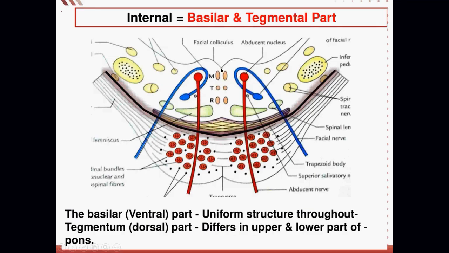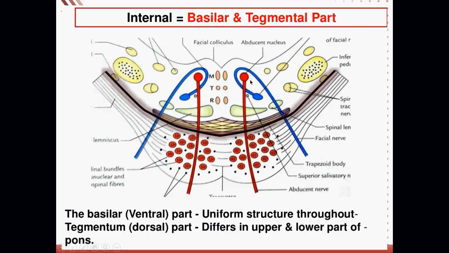On the lateral side, this elevation on the posterior surface is the facial colliculus. Here is the abducent nucleus and here is the facial nucleus. The facial nucleus lies ventrolateral to the abducent nucleus, and the fibers of the facial nerve wrap around the abducent nucleus and then come out on the anterior surface. This crossing of the fibers elevates the posterior area.